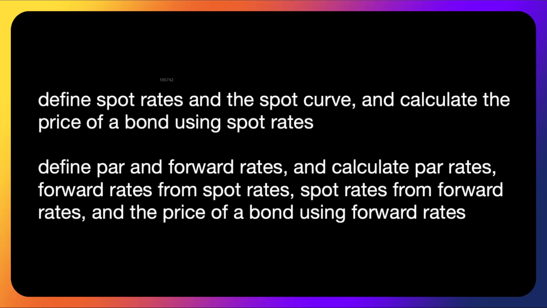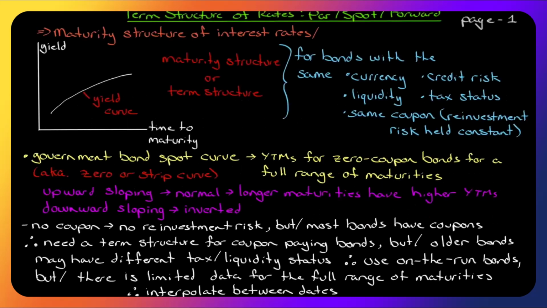So let's see what we're doing here, and let's pay attention where we have our calculate keywords. Define spot rates and the spot curve, and calculate the price of a bond using spot rates. Define par and forward rates, and calculate par rates, forward rates from spot rates, spot rates from forward rates, and the price of a bond using forward rates. All right, let's have a look at what we're doing here.